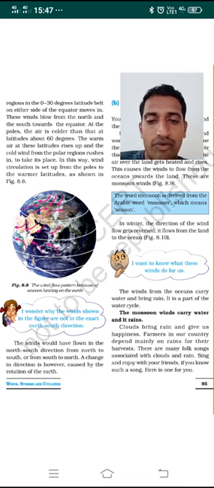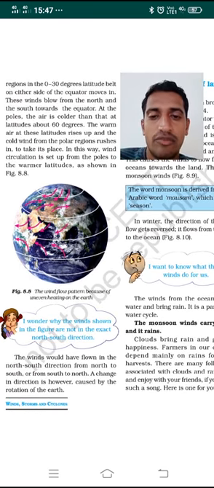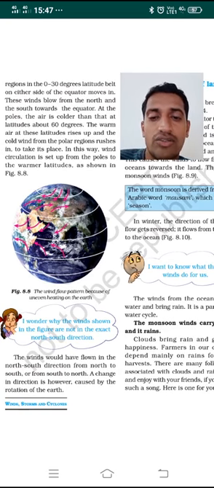This is the wind flow pattern because of the uneven heating on the earth. You can look at it here: wind flows from 60 degrees north towards the equator, and from 60 degrees south towards the equator. Later on, from the poles towards the equator, and from the equator to the 60 degree latitudes towards the poles, the wind currents are set up.